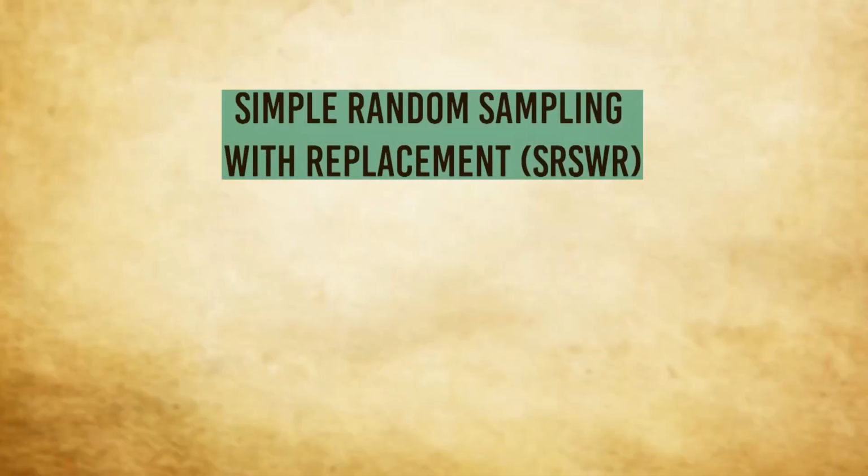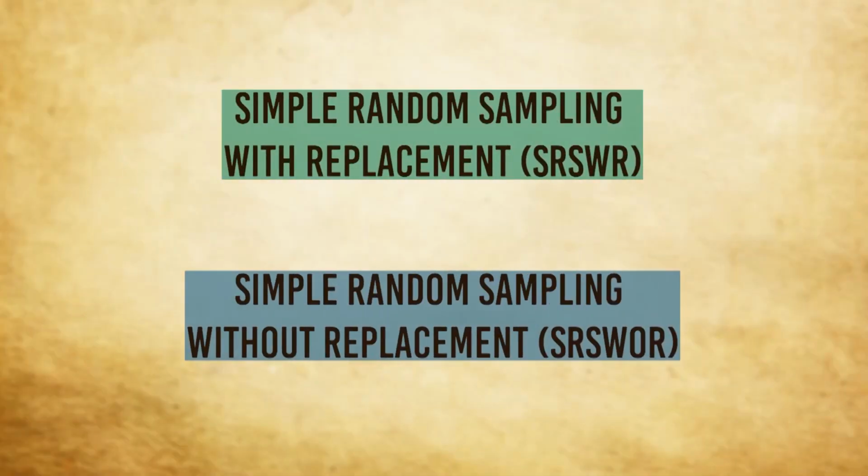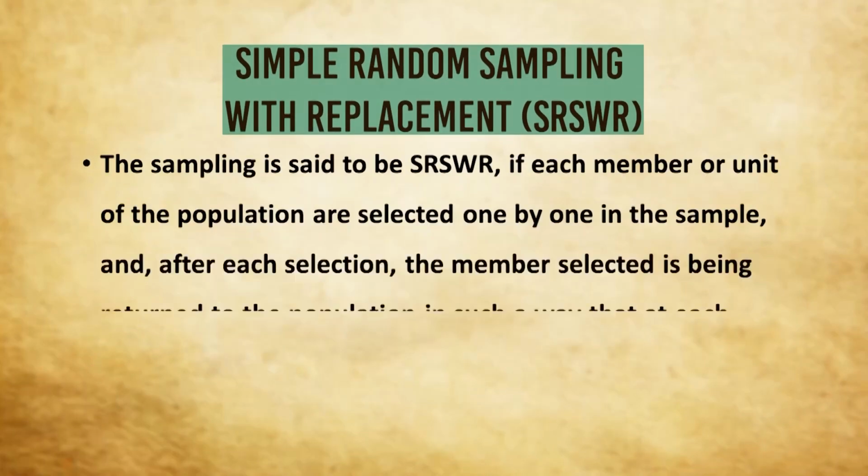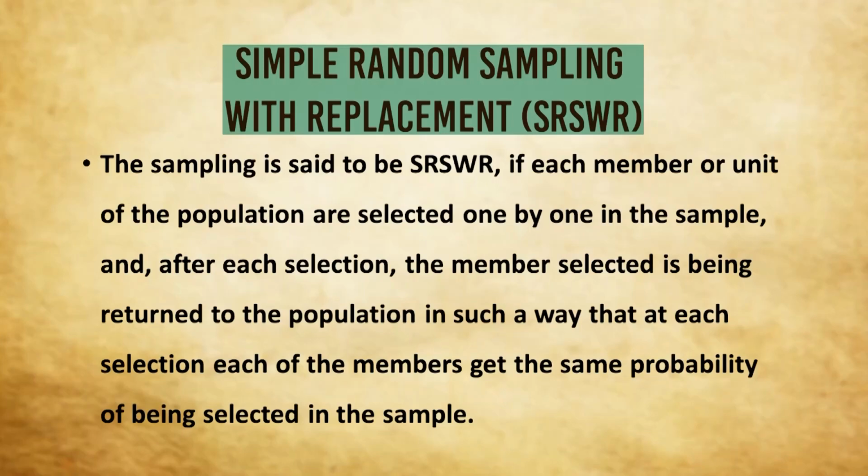Simple random sampling may again be of 2 main types: simple random sampling with replacement and simple random sampling without replacement. So what is simple random sampling with replacement? When each member or unit of the population is selected one by one into the sample and the unit selected is returned to the population in such a way that at each draw, each member of the population will get the equal probability of being selected.